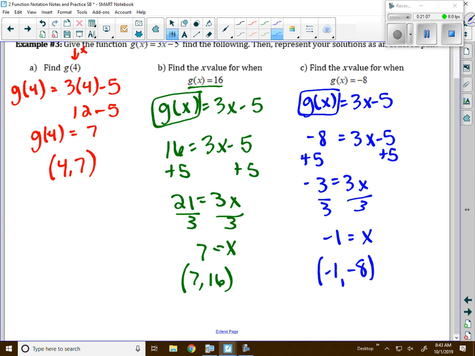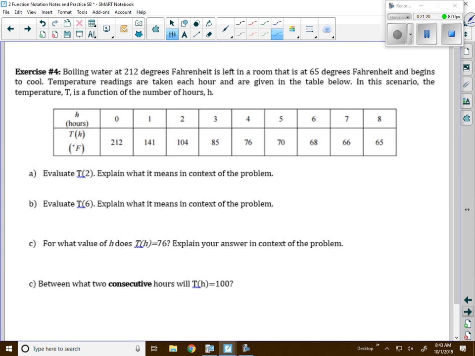Flip it around because it's x. Okay, issues on letter C? You all right? Too easy. Okay, let's do some word problem stuff.